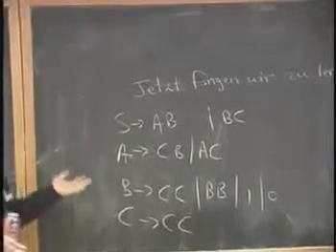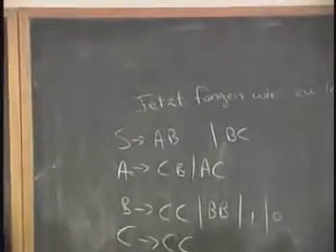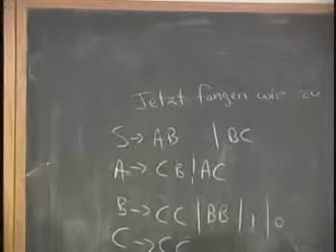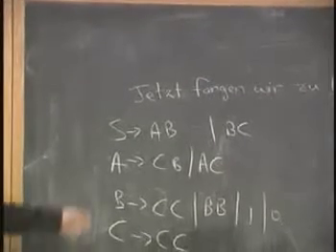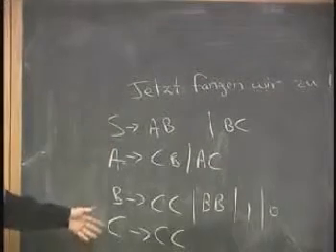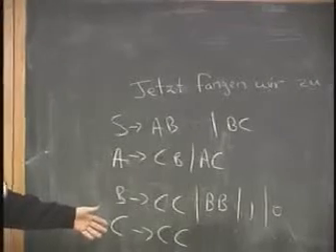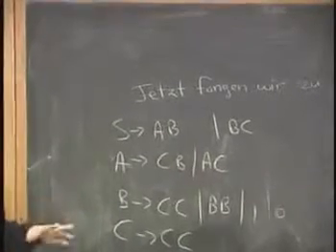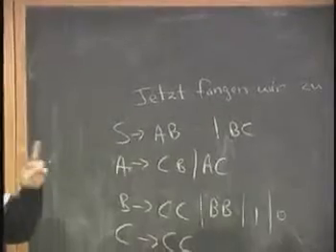How do you figure out if this thing generates anything? Maybe it generates something, maybe it doesn't. So one way to do it is to check which of these non-terminal symbols is useful and which ones aren't. Useful symbols are defined in the following way. They have to satisfy two criteria.